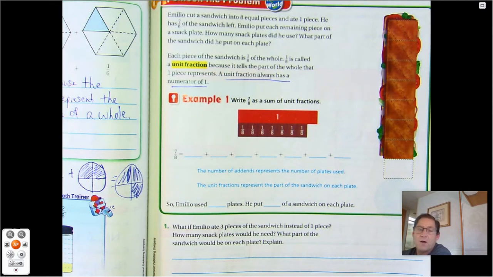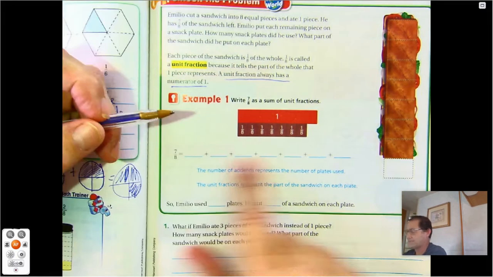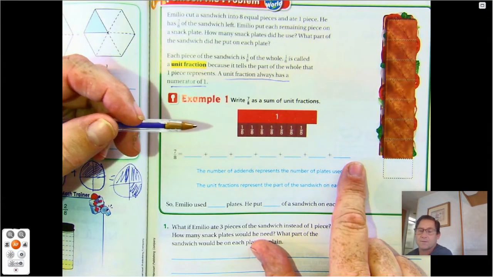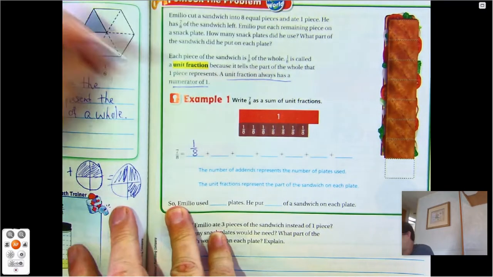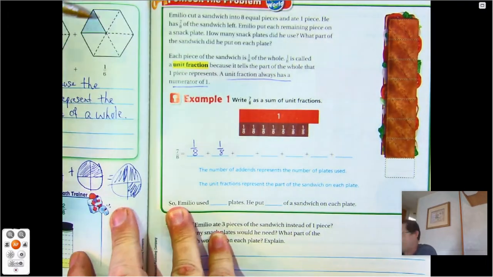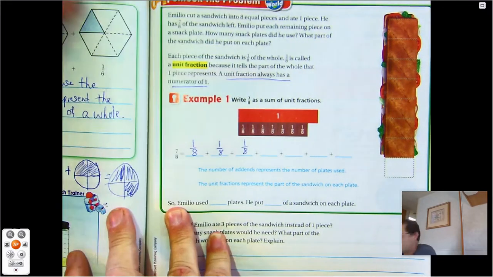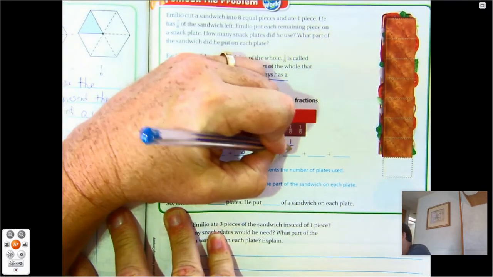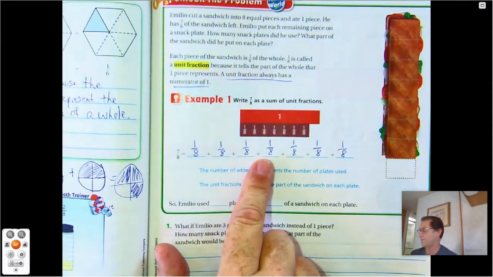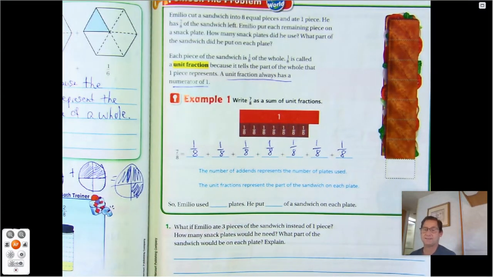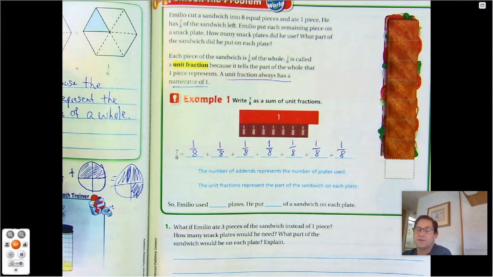represents. All right, so we're gonna write 7/8 as a sum, an addition problem, of unit fractions. So we know that for all of these plus signs, the numerator has to be 1. So 1/8 plus 1/8 plus 1/8 and so on. One, two, three, four, five, six, seven 1/8s is 7/8. So the number of addends represents the number of plates used.